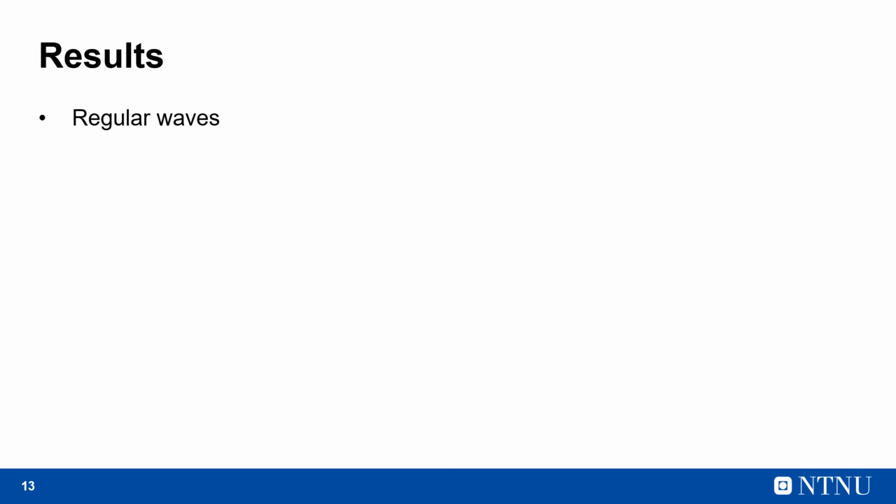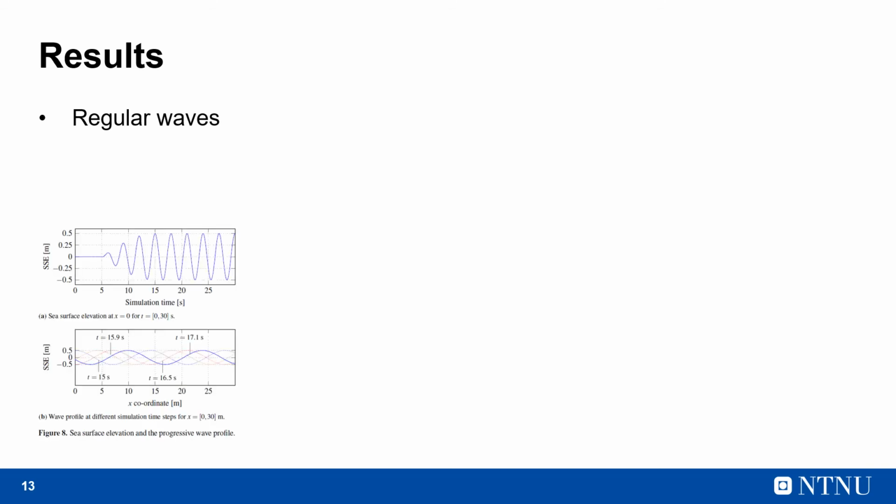We now look at the outputs of the various component models, starting with the regular wave component model. Figure 8a shows the sea surface elevation at x equal to 0 for the simulation time interval 0 to 30 seconds. Here we had specified a delay time of 5 seconds, so wave generation starts at t equal to 5 seconds. The ramp time was 10 seconds.